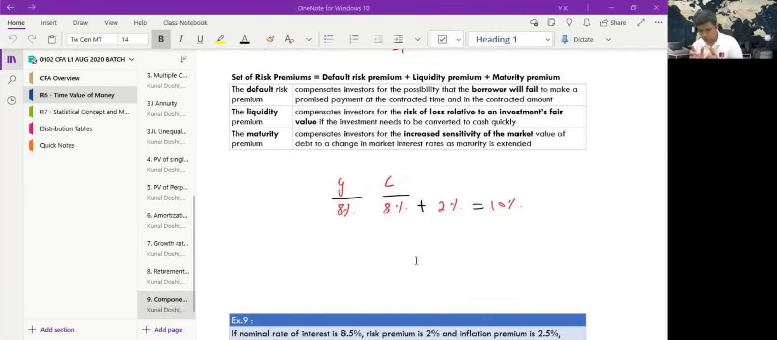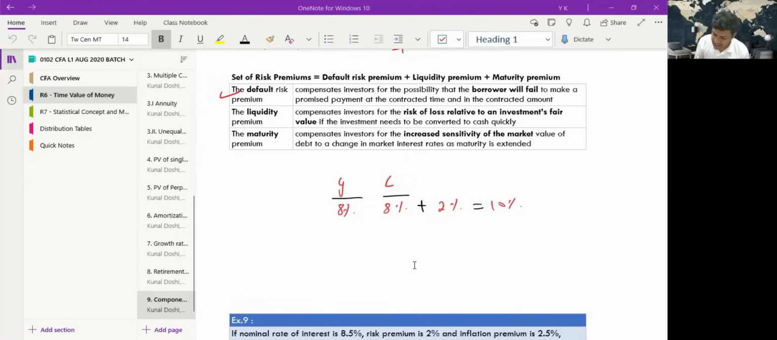So the risk-free rate here is 8%, and I need to add some premium if you are investing in a risky security. That risk premium, that 2% in this case, can be a component of various risks. The three sets of risk premium that we are focusing on here begin with the risk of default, which is called the default risk premium. What is the default risk premium? That the borrower will not be able to pay your money back, right?